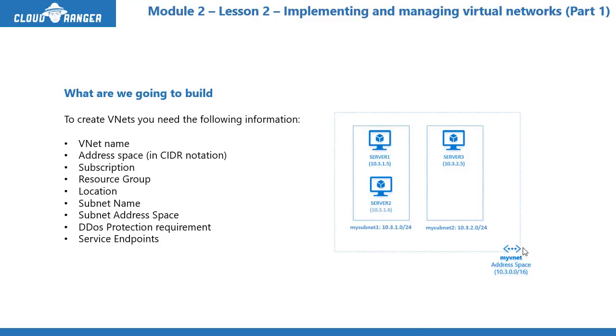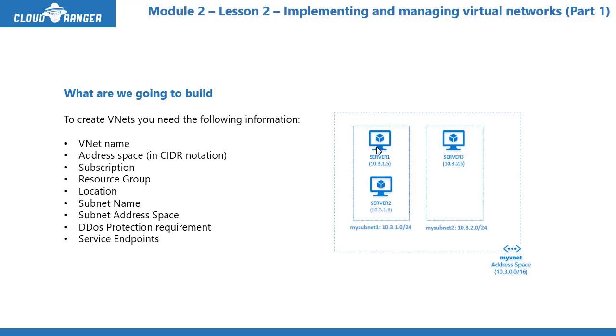Okay, so the address space that I will be choosing is 10.3.0.0, and this is a CIDR notation, by the way. What this means is really 255.255.0.0, right? What I'm going to do is cut a subnet in here that's going to be 10.3.1.0/24, and subnet 2 is going to be 10.3.2.